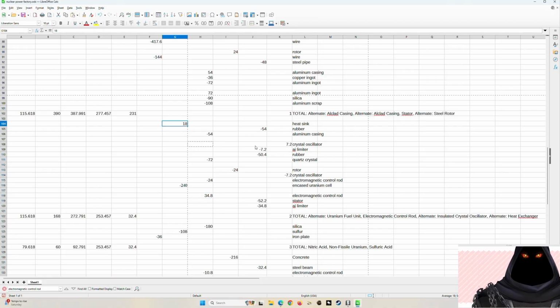Yeah, and then we have to ignore the positive values because they're not the problem. It's the negative numbers that are the problem. There's a lot of stuff that is being pulled. We have encased uranium cells, electromagnetic control rods, quartz. We have some rotors here, and then we have rubber stators and AI limiters.